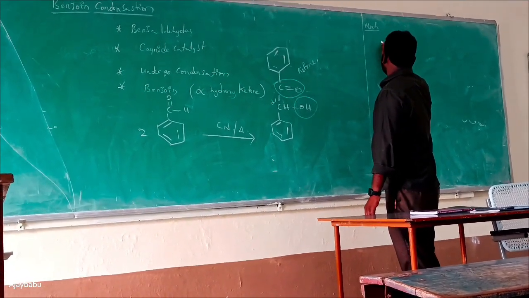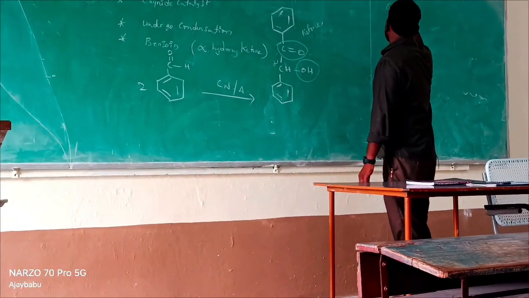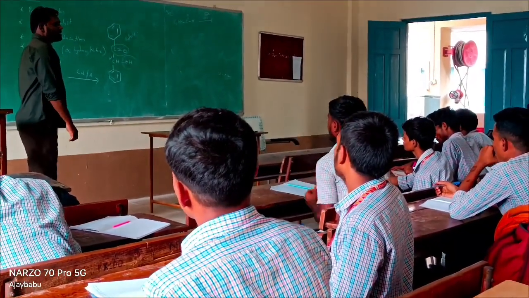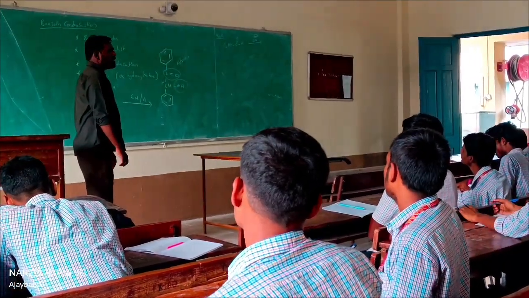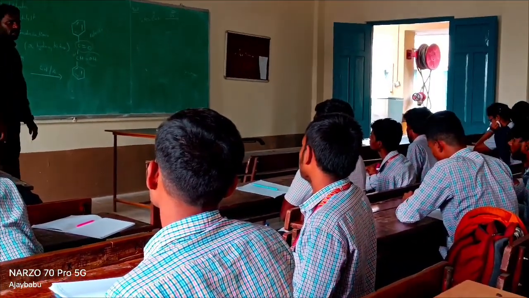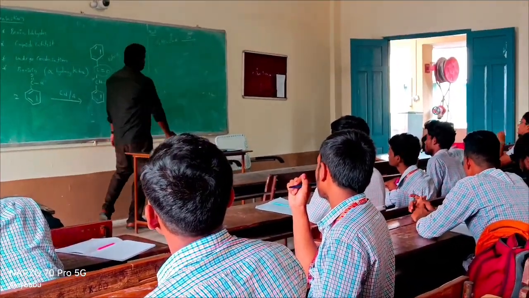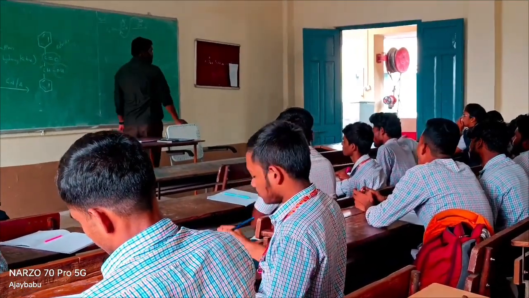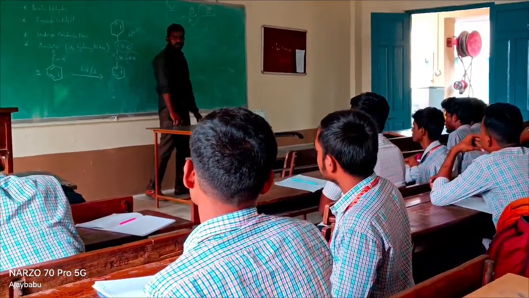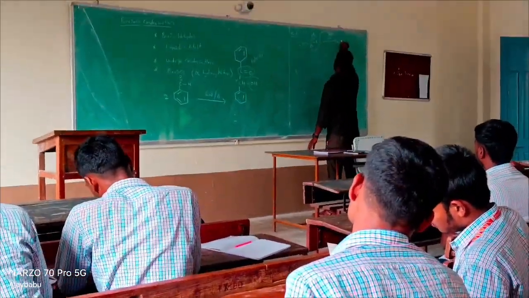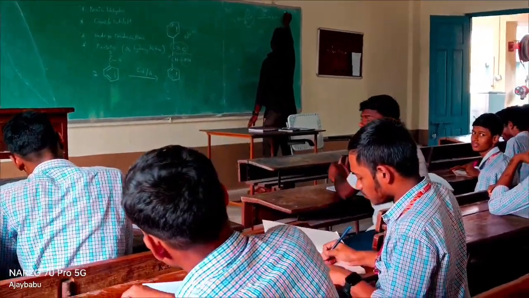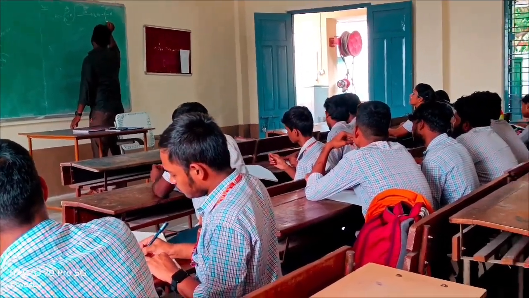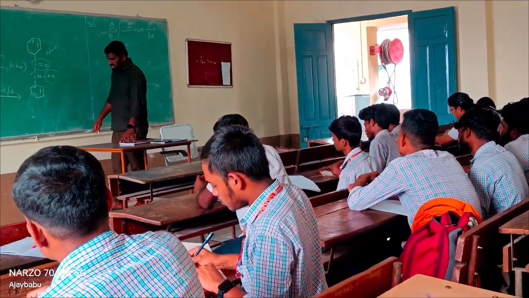Benzaldehyde is also written as C6H5 CHO. Nucleophiles will attack the carbonyl carbon because the carbonyl carbon has a partial positive charge. So cyanide, CN minus, will attack the carbonyl carbon and the electrons move onto oxygen. Then C6H5, CO minus, H, and here is CN.